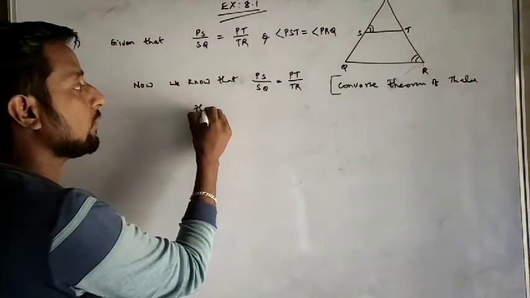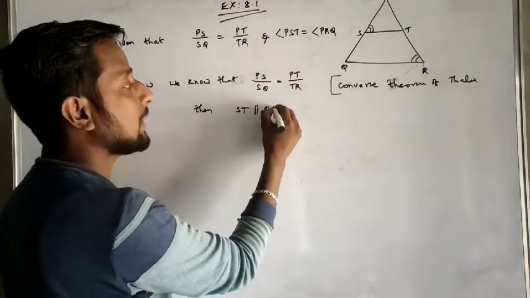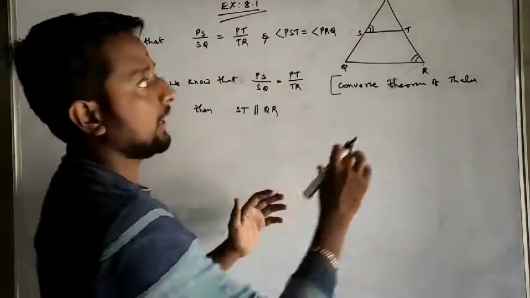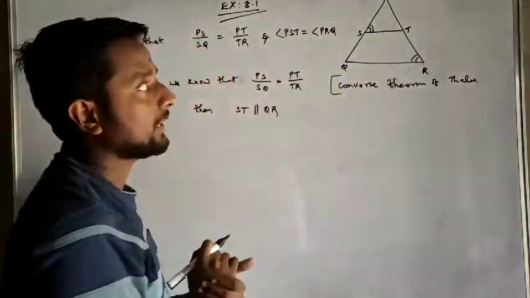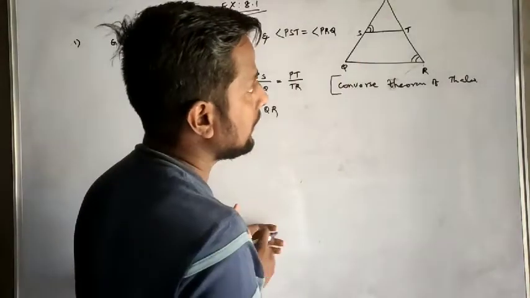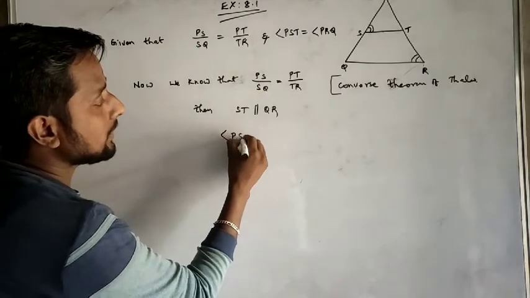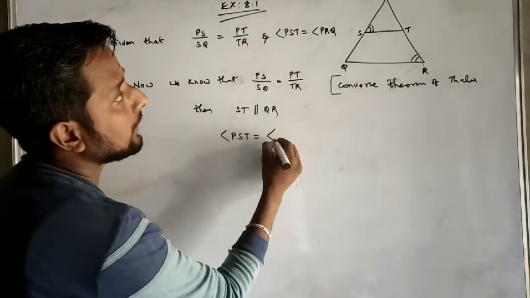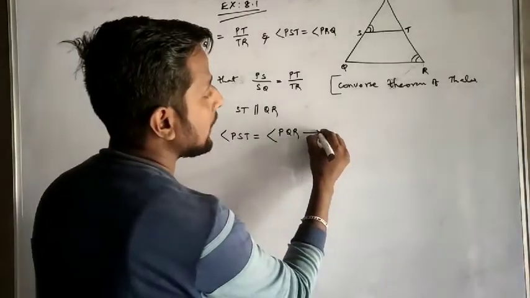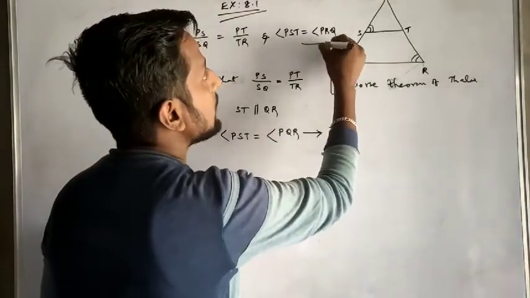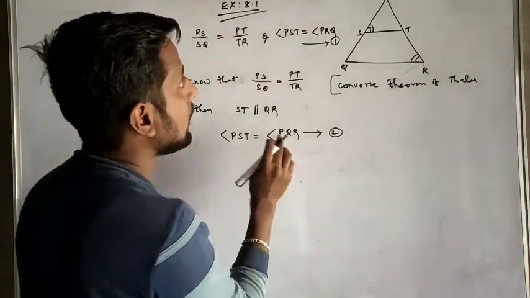Then what will you understand from that? We can decide ST is parallel to QR. If these two lines are parallel, then we can decide it is a transversal. Then I'll write angle PST is equal to angle PQR. It is my equation 2, and already equation 1 is angle PST is equal to angle PRQ.